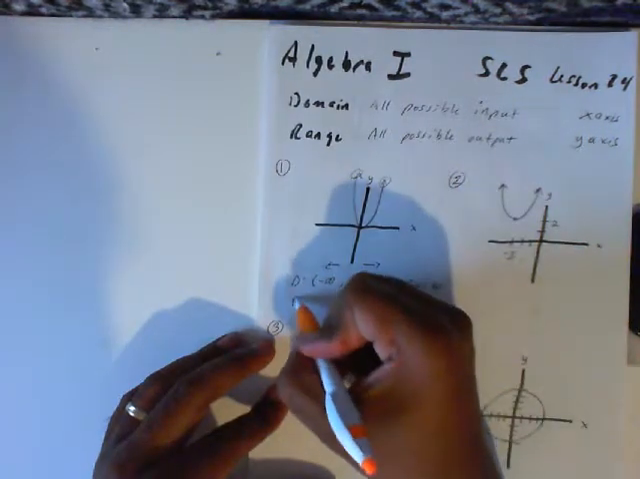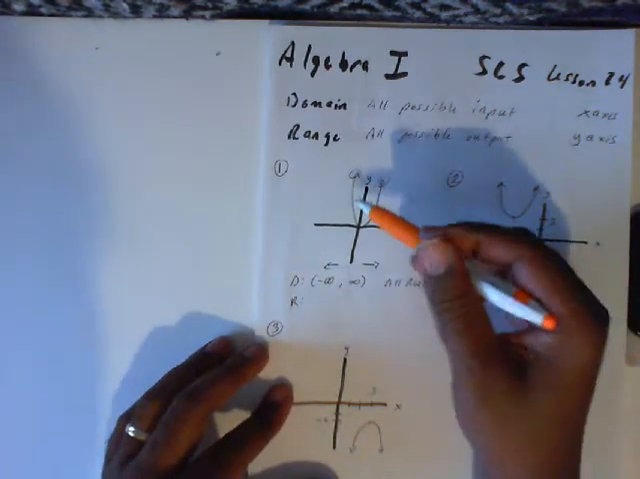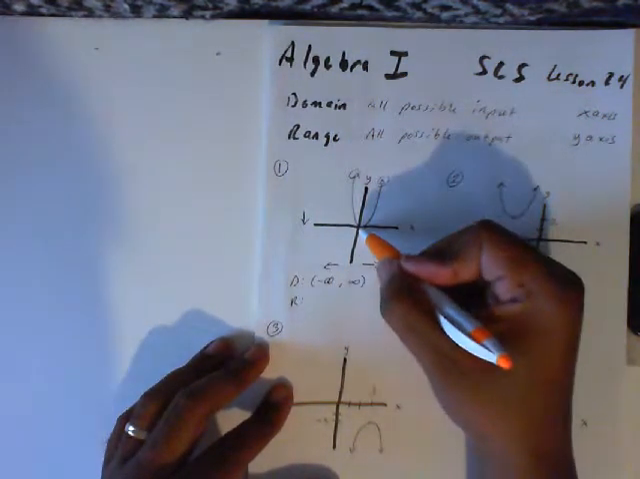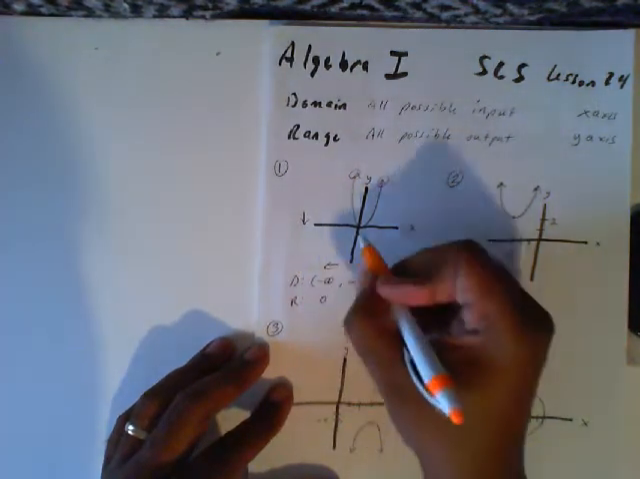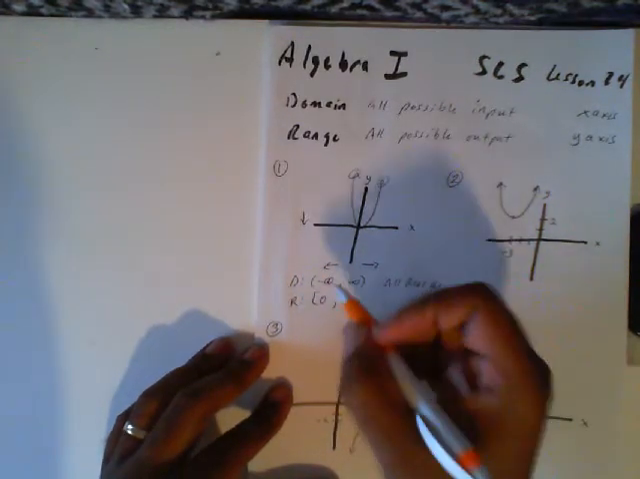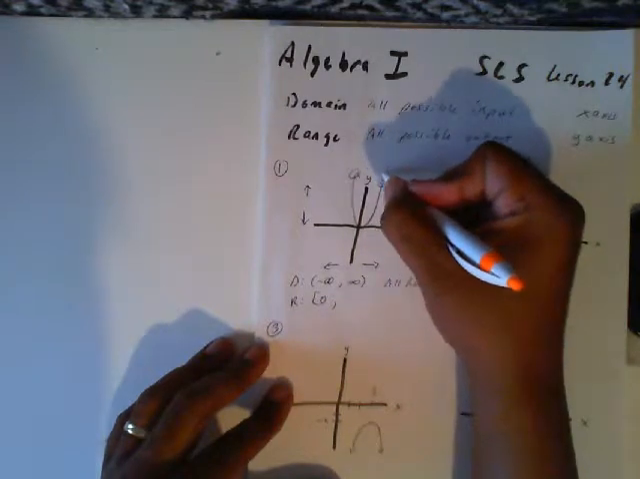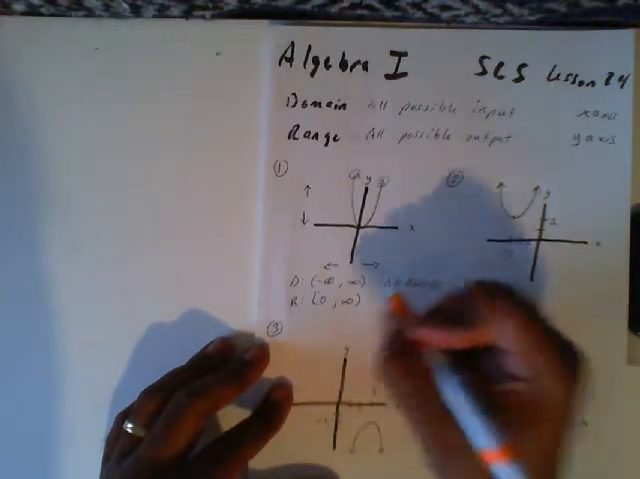Now, the range. Looking at all possible output, or the answers for a function. First I look at how low the answers go along the y-axis. Well, the answers will not go any lower than 0. So 0 is my lowest. And it actually goes through 0, so I put a bracket here. Now, how high do my answers go? Well, according to the graph here, it never stops getting higher. So the height of my answers is positive infinity.